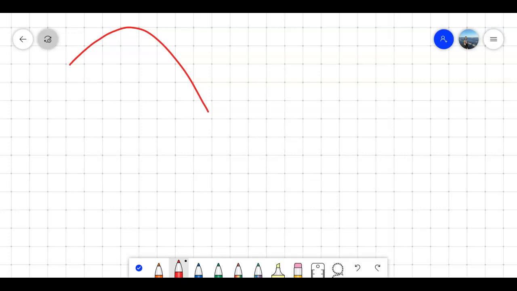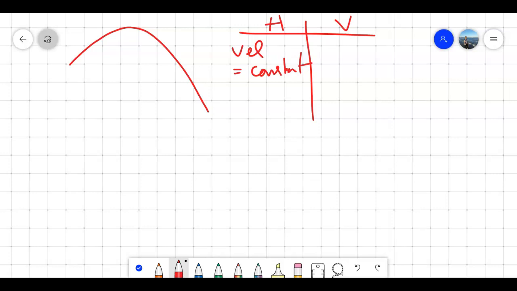So that means the easiest way to understand projectile motion is to think of it as two motions made up together. One is horizontal and the other vertical. The horizontal motion is not influenced by any acceleration, so therefore the velocity horizontally stays constant. But the vertical motion is influenced by gravity.